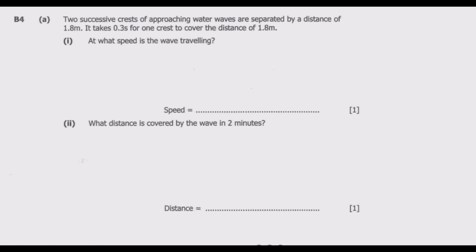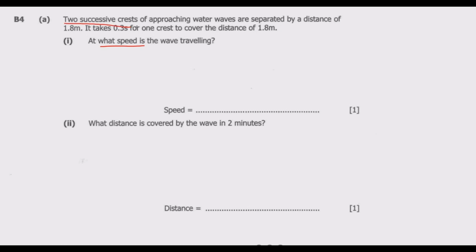Question A: two successive crests of approaching water waves are separated by a distance of 1.80 meters. It takes 0.3 seconds for one crest to cover the distance of 1.80 meters. Part 1: at what speed is the wave traveling? So basically the question is asking us to find the speed. What are the few things that we've been given?